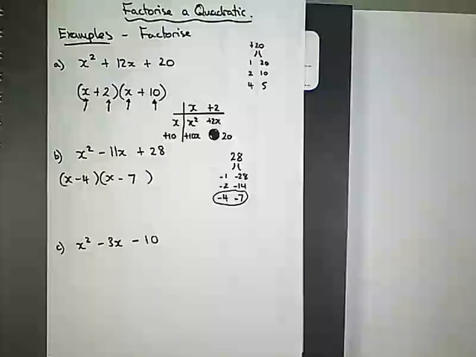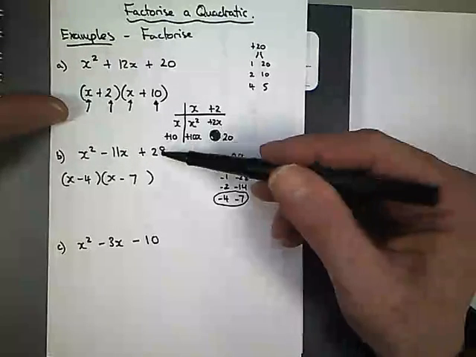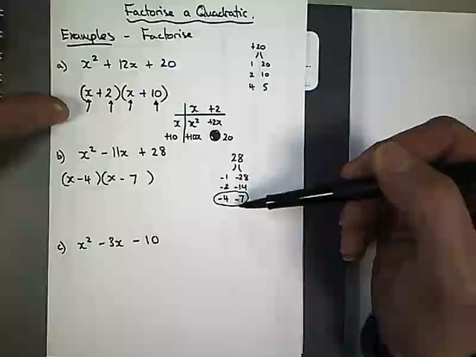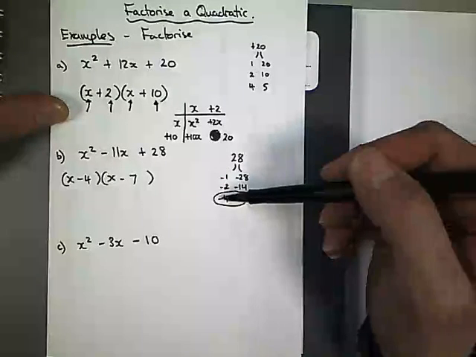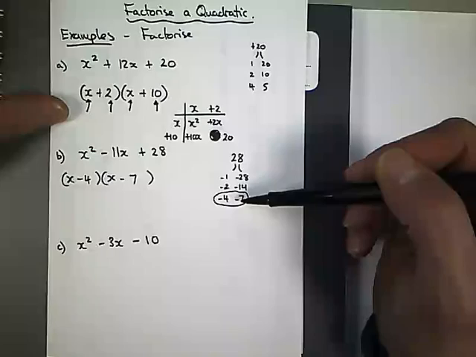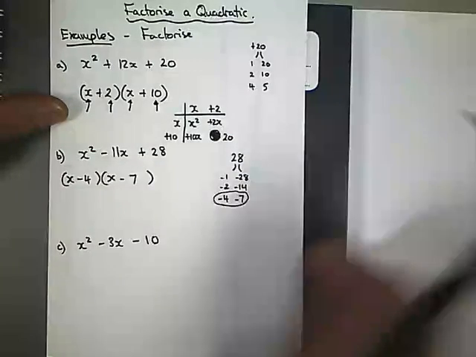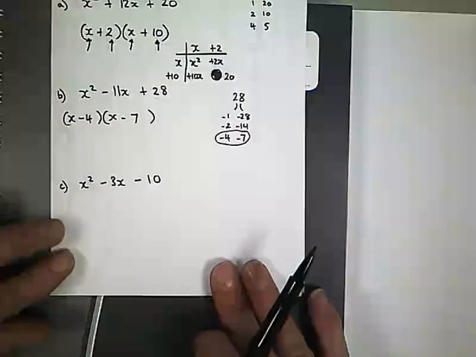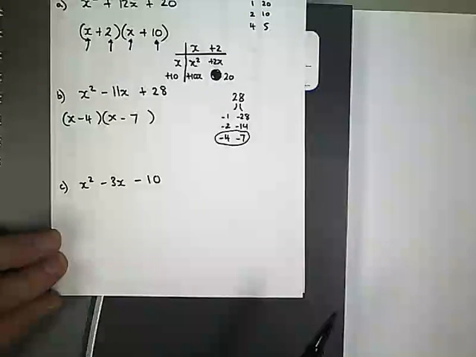Right, hopefully that's starting to make sense. All I've got to do is take this number, look for the pairs of numbers, decide on the signs that are in front, and then put them in the brackets. Okay, so the next example, x squared minus 3x minus 10.